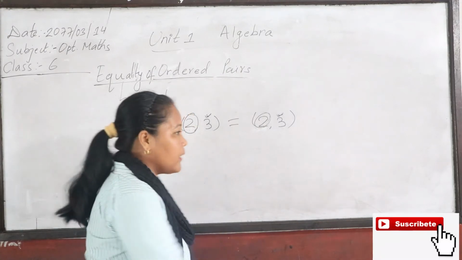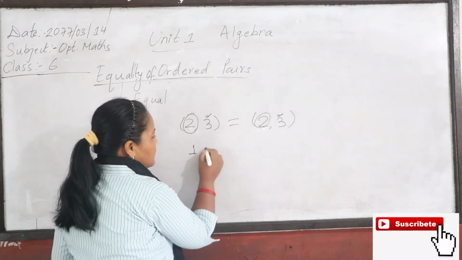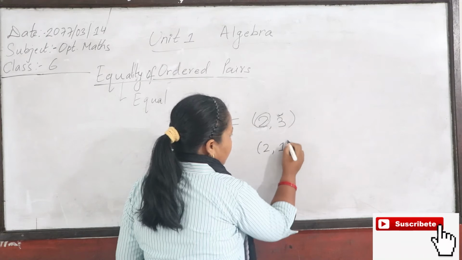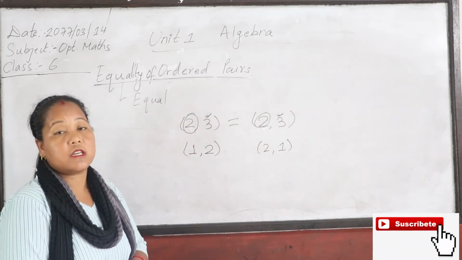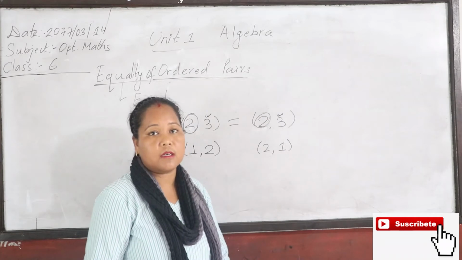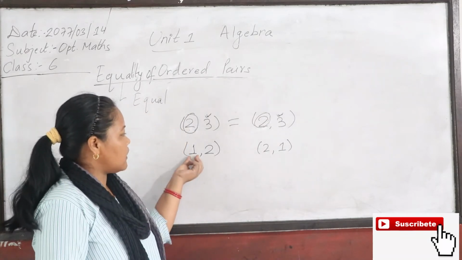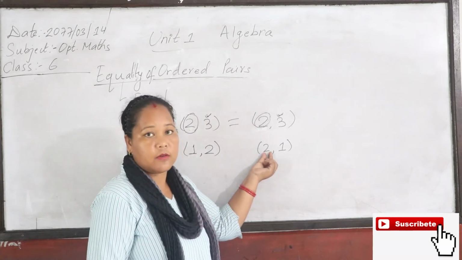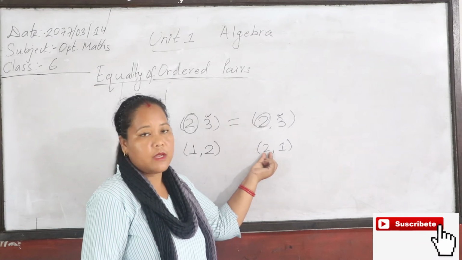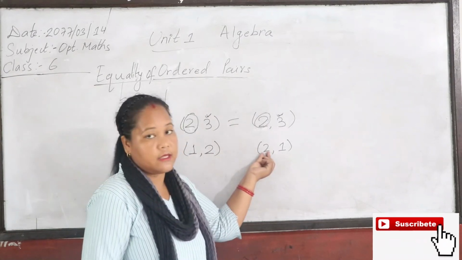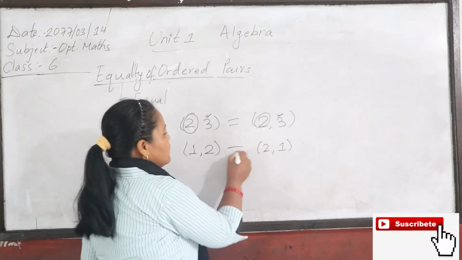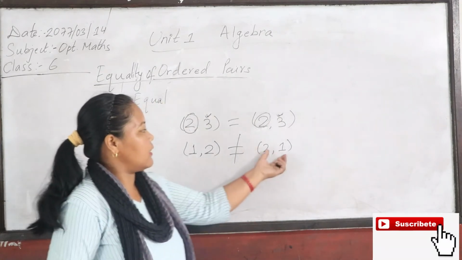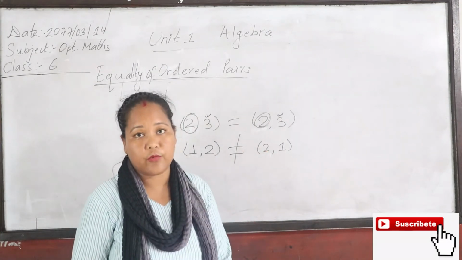And if I write here 1 comma 2 as one order pair and 2 comma 1 as the next order pair, let's see whether the corresponding components are equal or not. The first component of this order pair is 1 and the first component of the other is 2. It means these two abscissa are not equal. So this is not an equal order pair. These two order pairs are not equal.